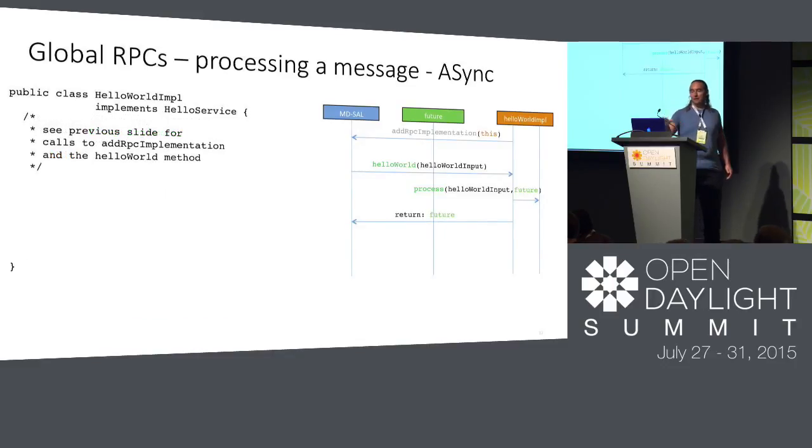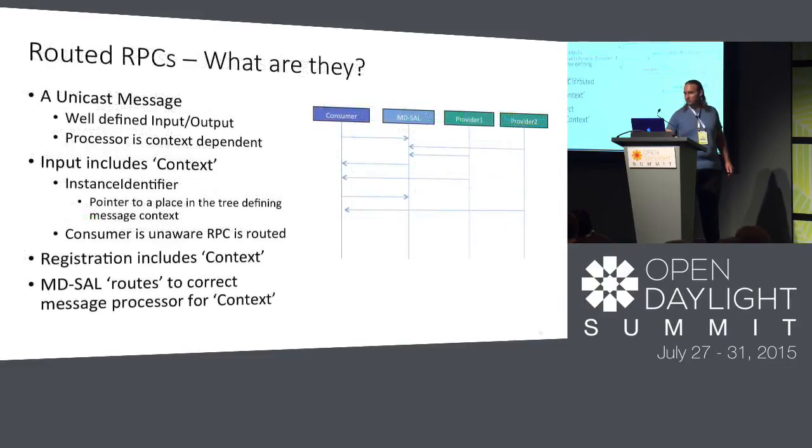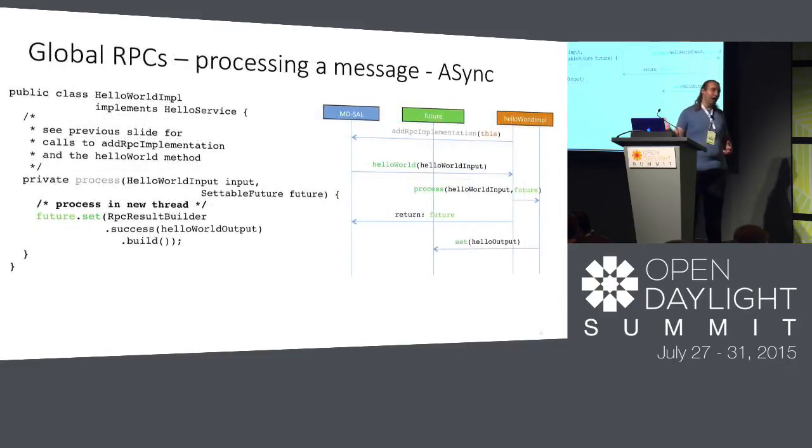Then subsequently, when I'm done processing it in that other thread, it sets the result for that future. And that's how you would process asynchronously on the implementation side. It's a simplistic example. You do more sophisticated things in practice.